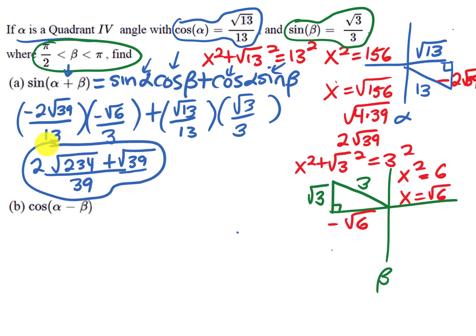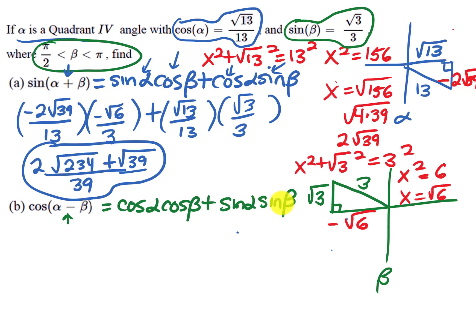Now let's do part B. Part B, we need the cosine of the difference between angles. So that's cosine of the first angle, cosine of the second angle. When the trig functions match, the sign between them is opposite. So this is going to be a plus. Sine of the first angle, sine of the second angle.